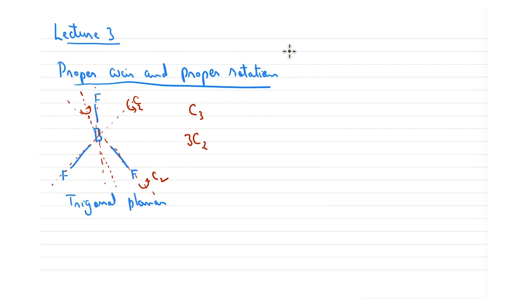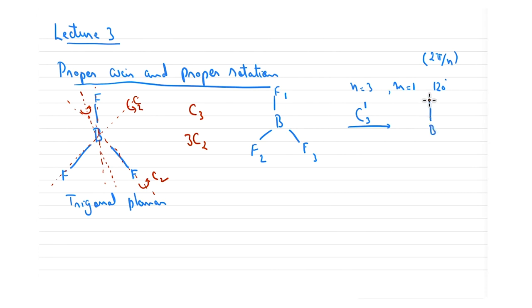So let's say if we draw this again quickly, B, F, F, F. So you have 1, 2, 3. Now we can do C3 operation M times, right? CN operation M times. So N is equal to 3 over here, and M is equal to 1. So if we do that, we will do a 120 degree anti-clockwise rotation, because this is 2 pi by N, right? So what do we get over here? B, F, F, F. Now this 1 comes here, 2 goes there, 3 goes there, right? So we have 1, 2, and 3.